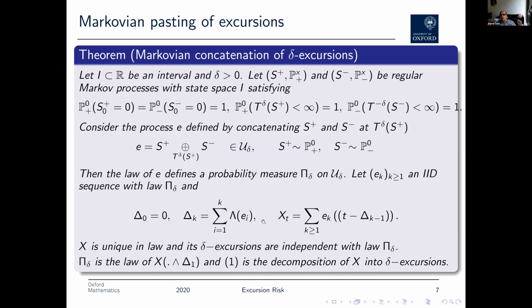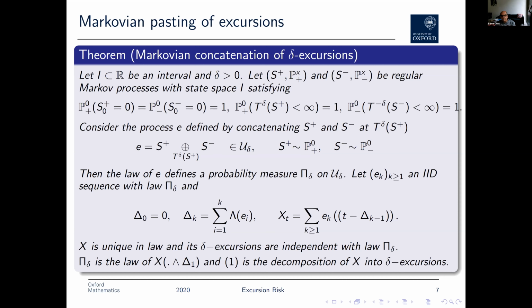In fact, the law pi delta can be recovered from X in the following way. The law of each piece E_K is exactly the law of the process X stopped at the end of its first delta excursion. And this is exactly the decomposition of X into delta excursions. So this is exactly the converse of what we saw when we saw Ito's theory. Ito tells us how to decompose a process into excursions, and then we tweaked it a little bit to get the decomposition into delta excursions.